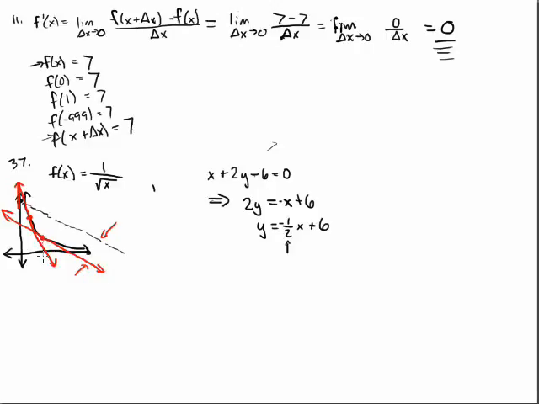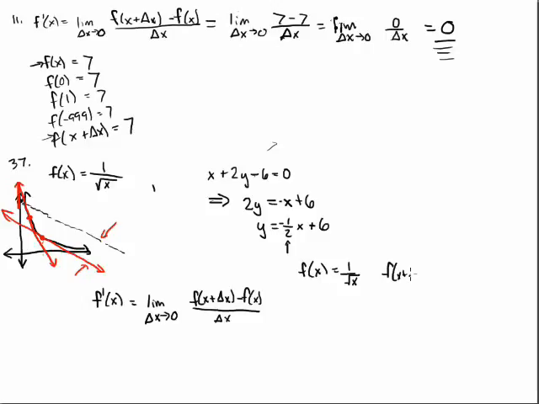So first things first, let's actually find the derivative, and we'll use the limit process. So f prime of x is equal to the limit as delta x goes to 0 of f of x plus delta x minus f of x, divided by delta x. Now f of x is equal to 1 over the square root of x. So f of x plus delta x is equal to 1 over the square root of x plus delta x.